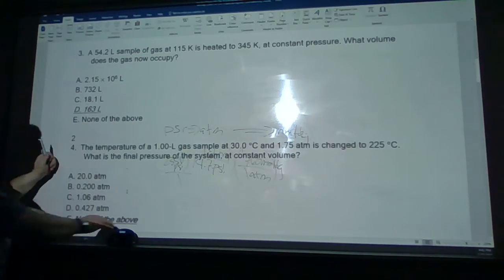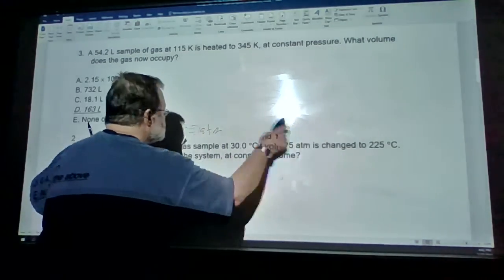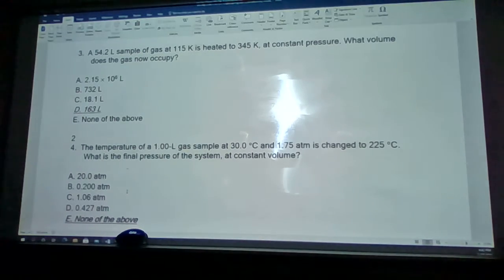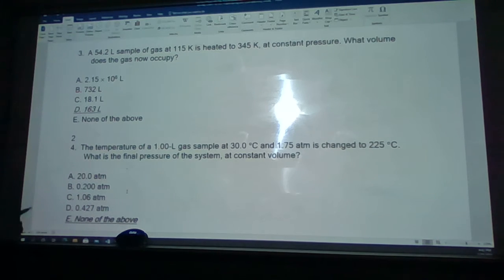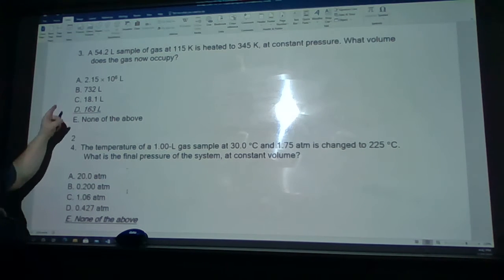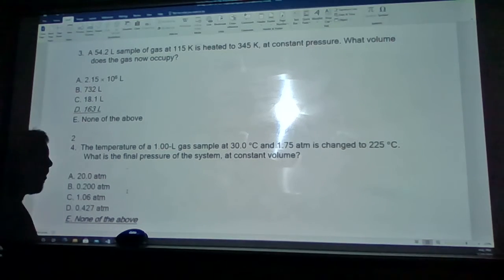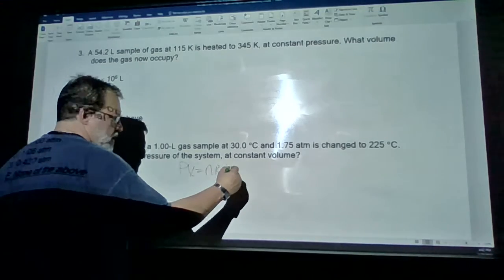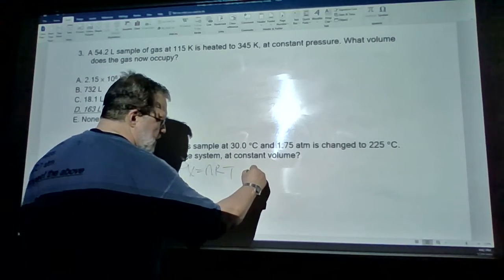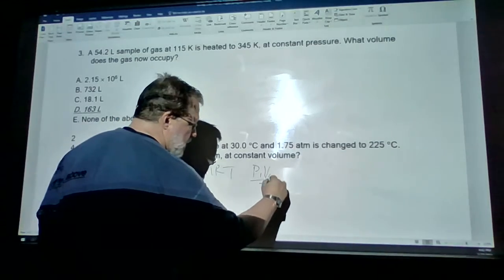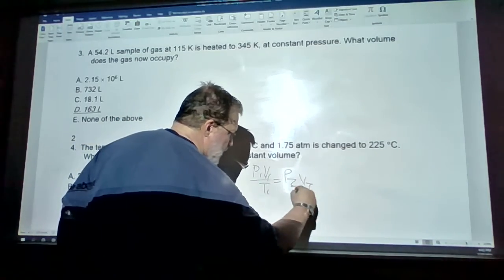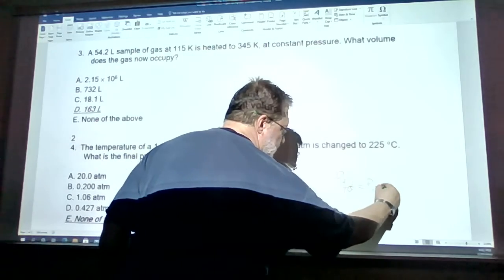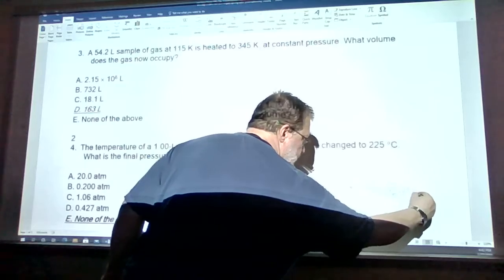Number 3. A sample of gas is at 115 degrees Kelvin, heated to 345 at constant pressure. What volume does the gas occupy now? This kind of problem has 3 laws: Avogadro's, PV equals nRT; combined, P1, V1, T1, P2, V2, T2; Dalton's, P total is equal to the partial pressure of 1 plus 2, 3, whatever.